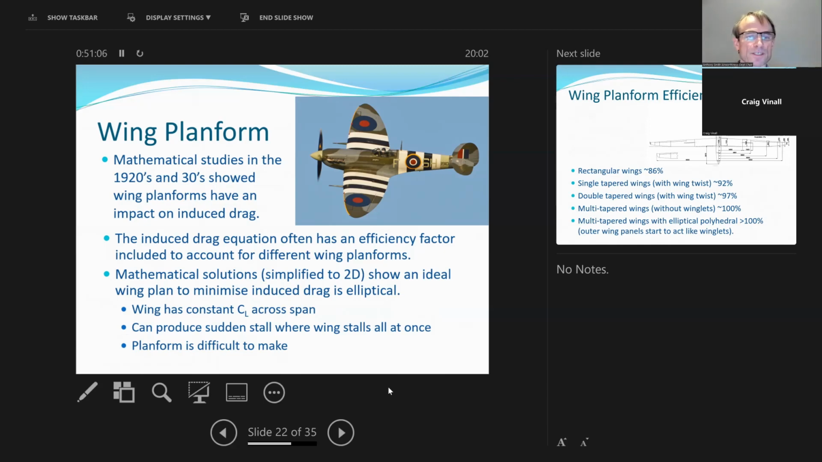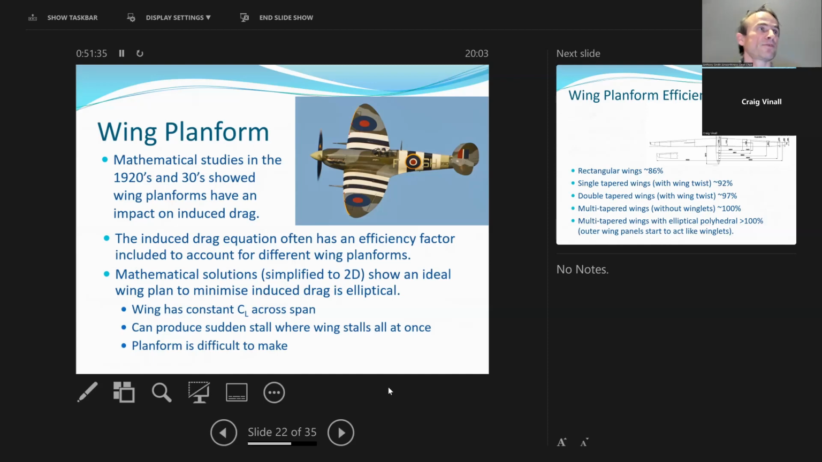There are a number of features of this wing plan form. One, the wing has a constant lift coefficient across the span. It can produce a sudden stall. If you have a constant airfoil with a constant maximum lift that it can produce, and a constant lift coefficient across that span of wing, it's going to hit the stall point all at once. And that can produce some rather unfortunate handling characteristics.